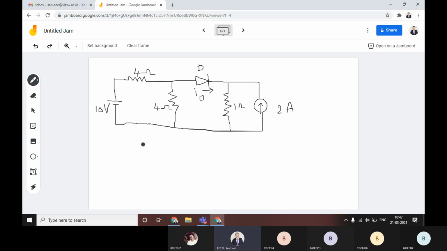What you did to find the 2 amperes? How you got 2 amperes? Can you tell us? Sir, ideal diode and sir, resistance 0, sir. Okay. So current won't be passing through the parallel 4 ohm resistor, so we can eliminate that one.